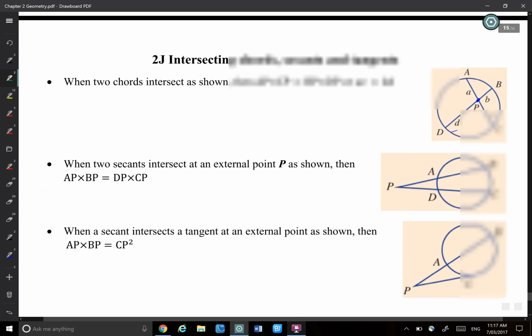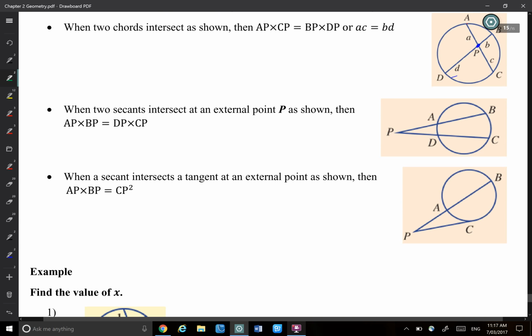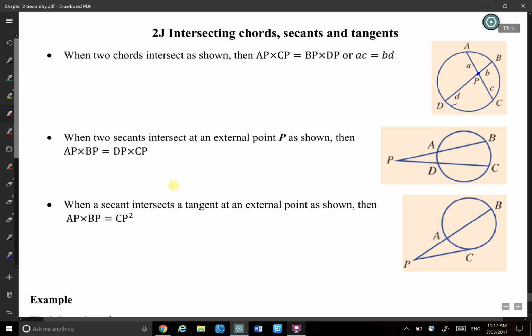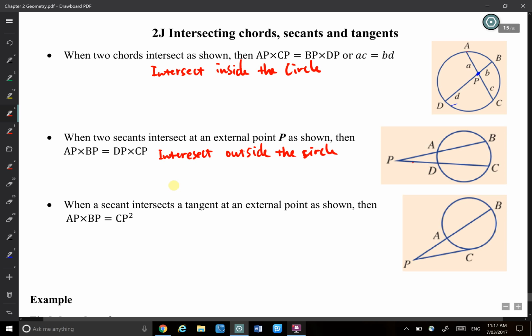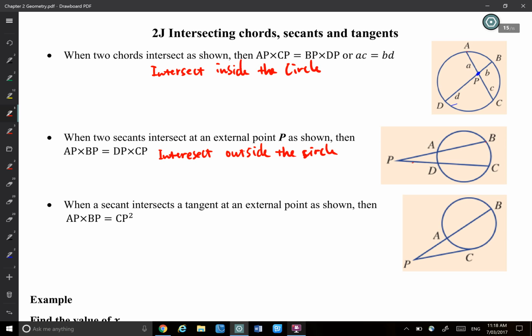So that's the first one. The first one is they intersect inside the circle. Then you have another one, which is intersect outside the circle. So you have this one, like these two are the chords in the circle, but they cannot intersect in the circle. So we extend this chord to make it intersect outside at the point P.